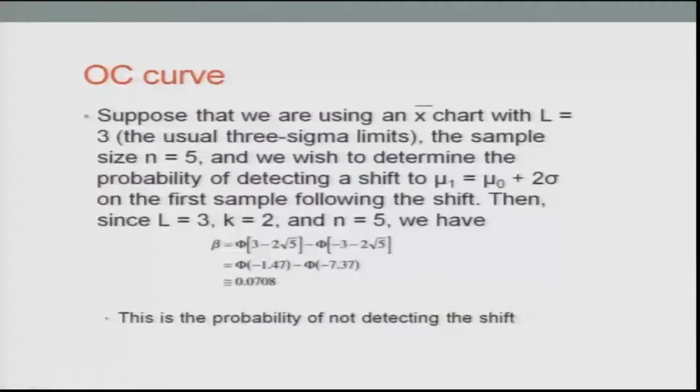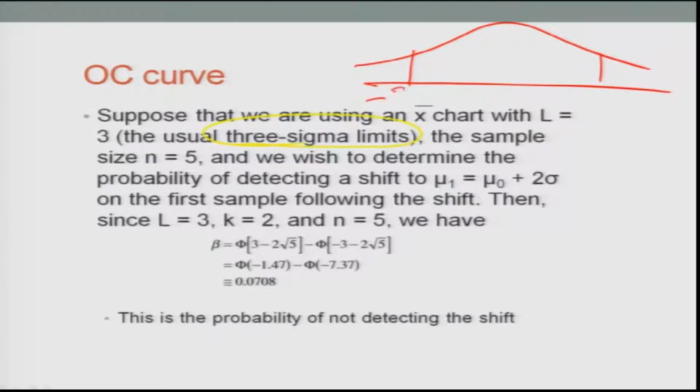So, OC curves, which is the operating characteristic curve, suppose that we are using an x bar chart with L. L is the coefficient which we have as 3, that is usually, I did not mention that. So, this is being highlighted maybe for the first time. This is the 3 sigma limits, which means that if I draw the curve, and let me use the red color for ease, these values are minus 3 sigma. I am using plus minus 3 sigma considering the mu value is 0 for the standard normal deviate. So, this is the 3 sigma limits.